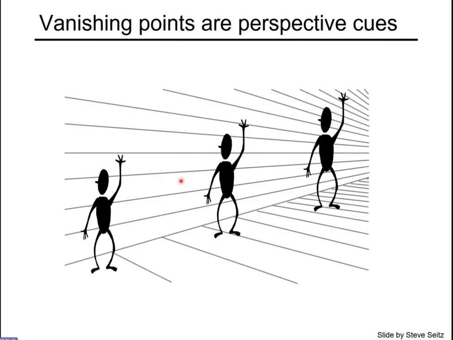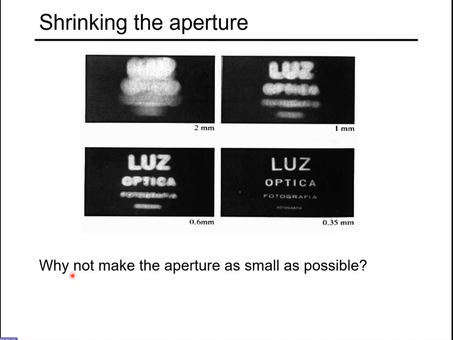And this is another example. Okay, so for the three people, they are totally the same. But because of the perspective, I will feel, oh, this is taller, and this is shorter.